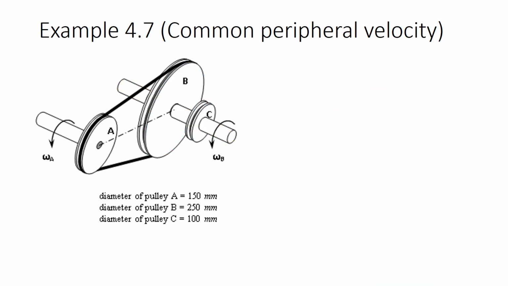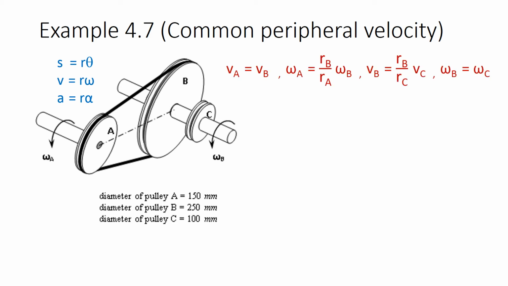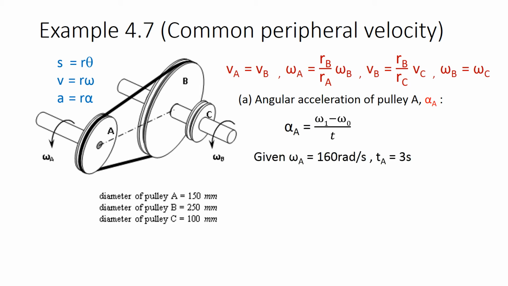Let us move on to solve example 4.7. But before we start, let us pen down what we know. We know that these are the equations for linear and angular bodies. And we have just established the angular and linear velocity relationship between pulleys A, B, and C. So part A, we are asked to find the angular acceleration of pulley A, which is alpha A. Now, a simple application of the angular acceleration formula and substituting the values that are given in this example. Omega A is 160 radians per second with a time of 3 seconds. Substituting in the values, we will find alpha A.